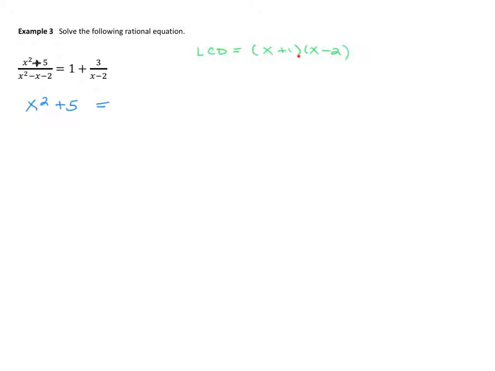If I multiply this least common denominator to this 1, I'm left with x plus 1 times x minus 2. But we already know that's going to be equal to x squared minus x minus 2, so I'm just going to copy that down. Then we have plus. Okay, as we saw last time, if you multiply this here, the x minus 2's cancel and you're left over with an x plus 1. So I'm going to have 3 times x plus 1.